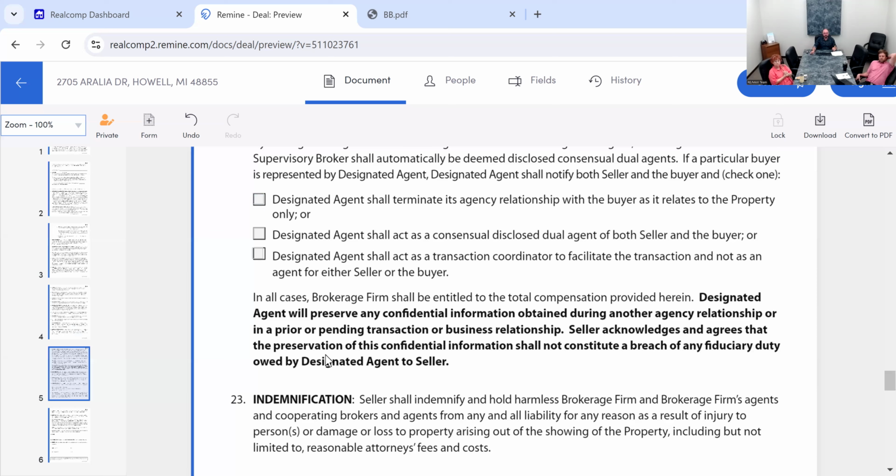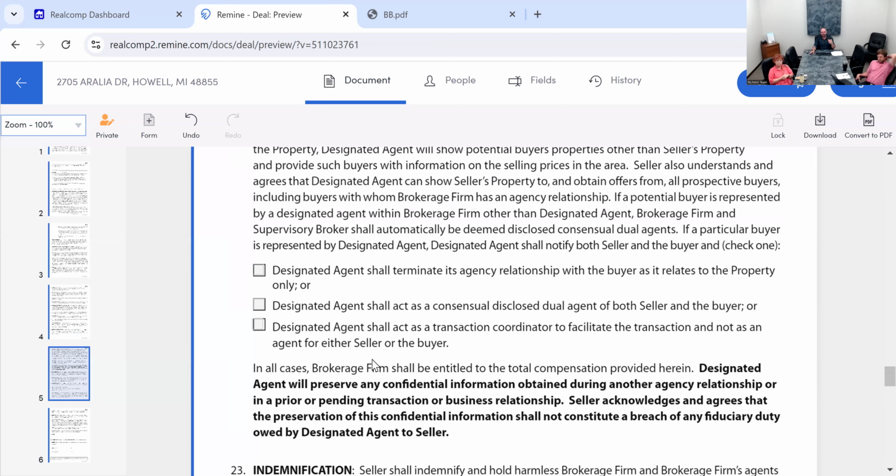Seller acknowledges and agrees that the preservation of this confidential information shall not constitute a breach of any fiduciary duty owed by the designated agent to the seller. That's important because in theory, yeah, if I check this box, I should have to tell the sellers, hey, the buyers would be willing to pay this much, or they are offered this much on this other property, or whatever it may be. That would normally be the case. So this bold language helps to clarify, no, in that one regard of sharing confidential information, we are not actually acting as the seller's agent no matter what, because we can't.